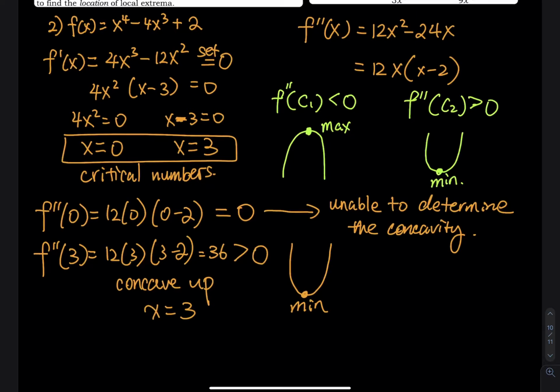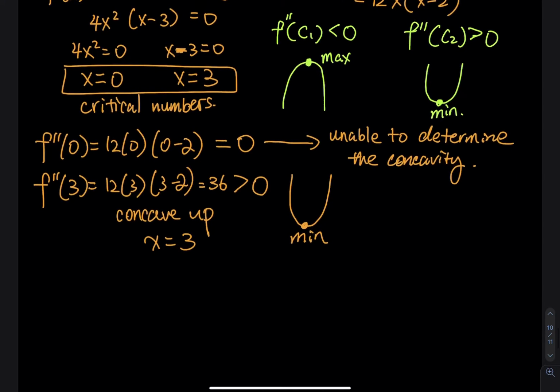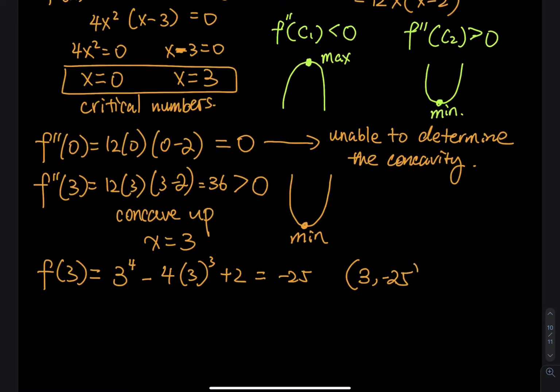So I know that there is a local minimum when x equals 3. Can you tell me the exact location of this local minimum? Yes, to find the exact location, you have to consult the original function, f of x. So you plug f of 3 back into the original function: x raised to the 4th power minus 4 times x raised to the 3rd power plus 2. So you have that equals negative 25. That means the ordered pair (3, negative 25) is your local minimum.